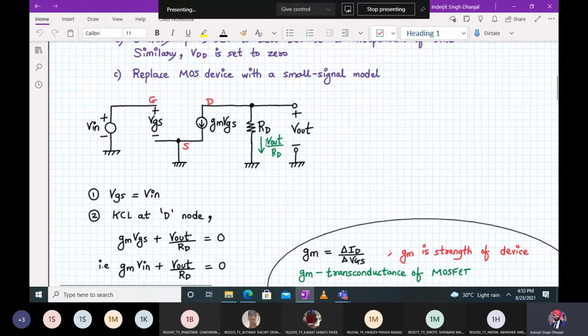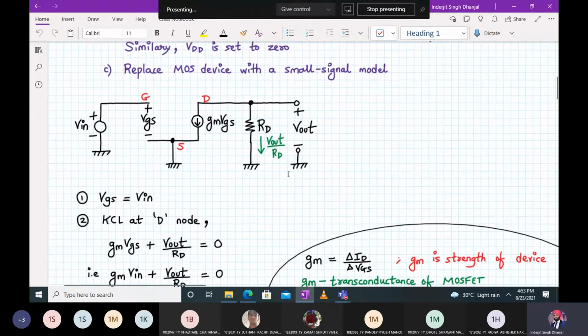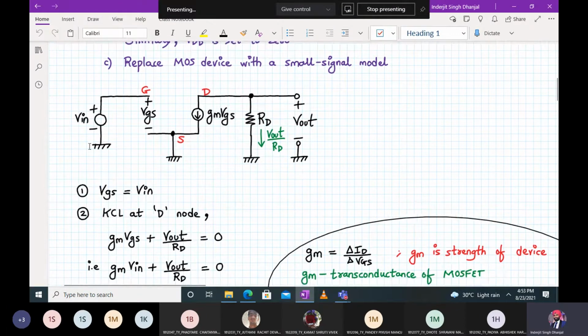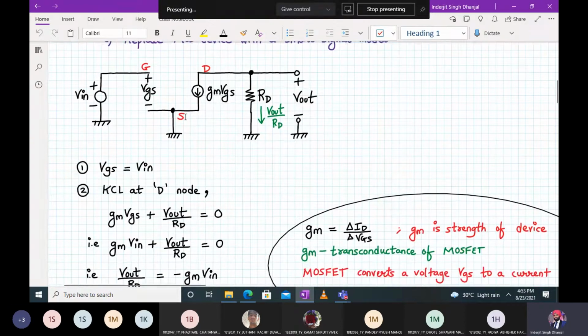Since Vout is connected in parallel to RD, we can write the current flowing through RD as Vout divided by RD, because the current will be voltage divided by resistance. This entire circuit is a linearized version of the MOSFET, so we can easily write that Vout upon RD is the current flowing through RD. Now, can we say Vin is equal to VGS? Yes, we can, because they are in parallel. So we say Vin equals VGS, and we apply KCL at the drain node.